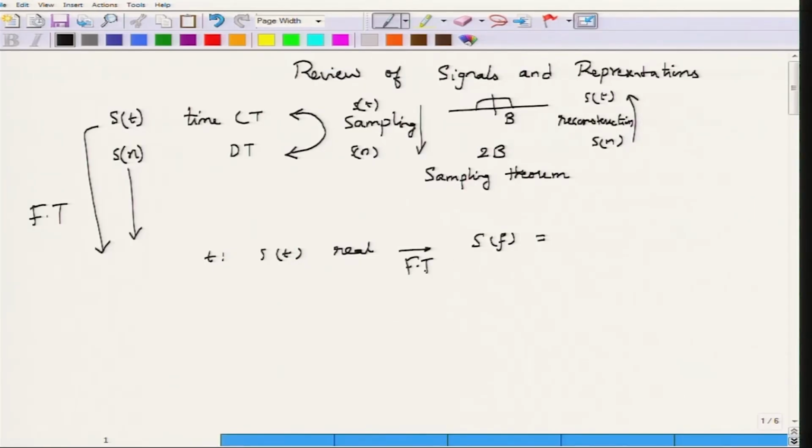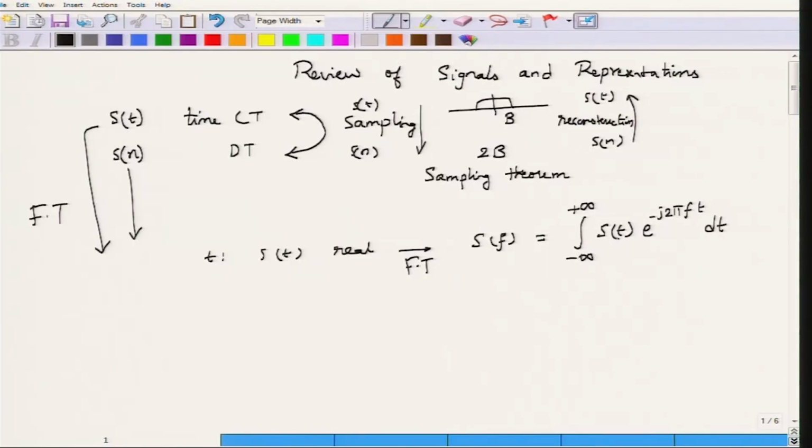Of course Fourier transform can also be defined for complex valued signals, but we will not be interested in the complex valued signals at least for some time now. So, for a real valued signal, S of f is equal to the integral from minus infinity to plus infinity, the integration over time, of S of t multiplied by a factor e to the power minus j 2 pi f t. Okay. This is your Fourier transform representation.